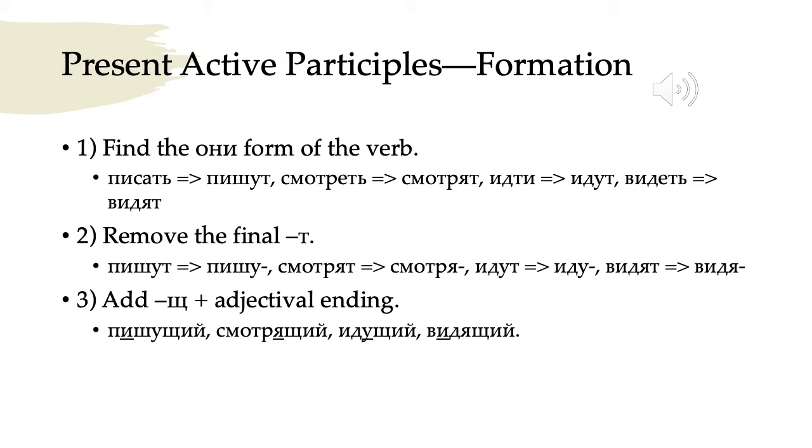And then we add щ, that's the long щ with a tail, plus an adjectival ending. So пишущий, смотрящий, идущий, видящий. And so you know there we have пишу plus щий, смотря plus щий, иду plus щий, and видя plus щий. And now we've turned those verbs into a present active participle, which means the person who is doing that thing, the person who is writing, the person who is looking, the person who is walking, or the person who is seeing.